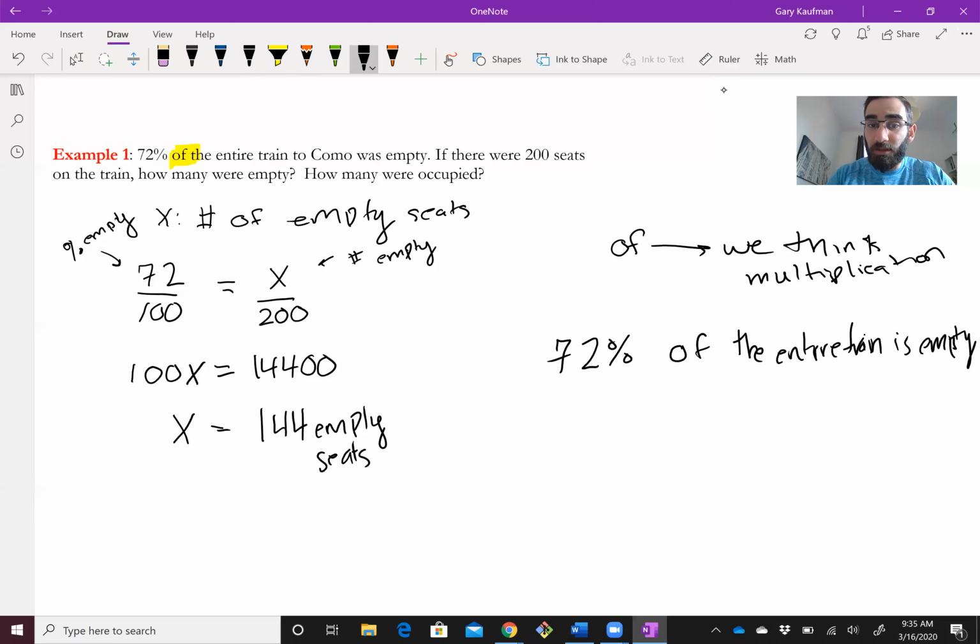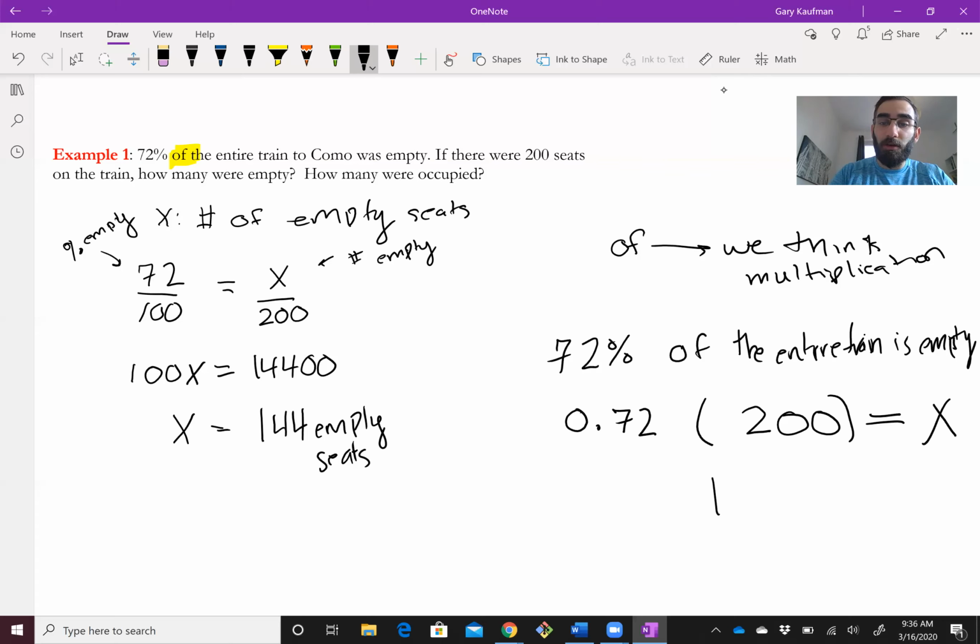Now, we're going to use some of our words. Well, 72%, we can write that as 0.72. Of is multiply. The entire train is 200. Is referred to as equal. Well, number of empty seats. So actually, let me go back over here and change that so we don't get confused. We'll use parentheses instead. Equals X, the number of empty seats. And when we perform 0.72 times 200, we get 144 equals X.